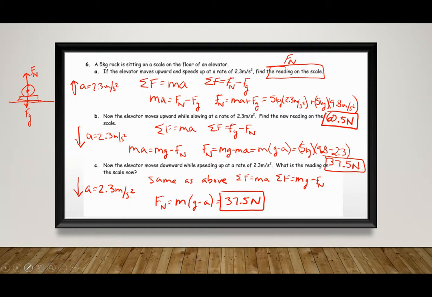Now you'll see a lot of different elevator problems. So you just need to make sure that you're drawing your free body diagram correctly, and that you're identifying the location or the direction of your acceleration when you're doing those elevator problems. Also recognizing that the reading on the scale is equal to the normal force.